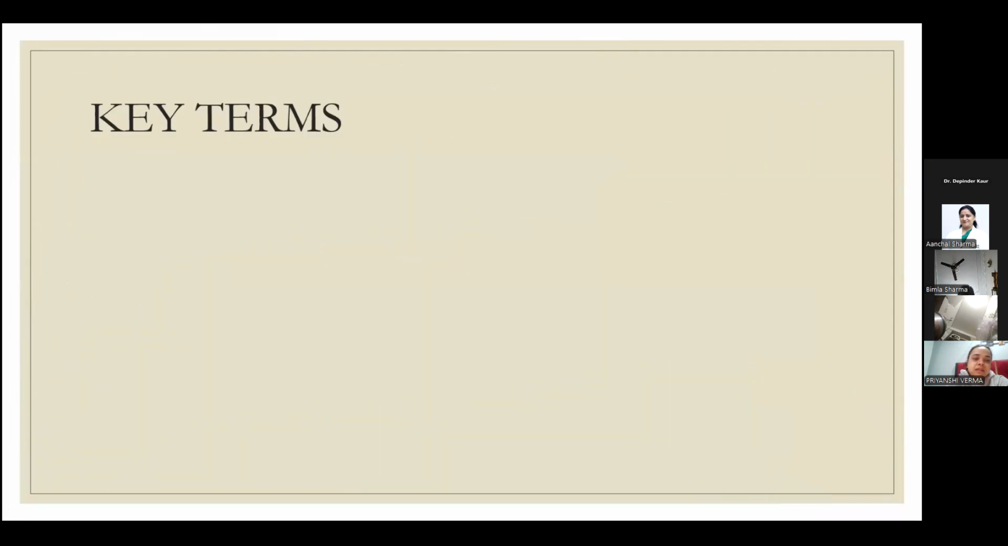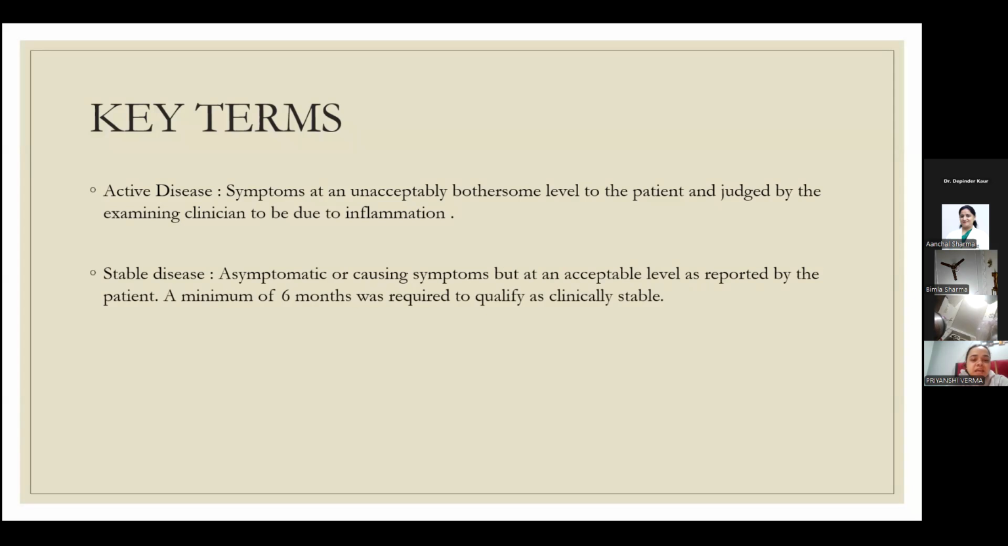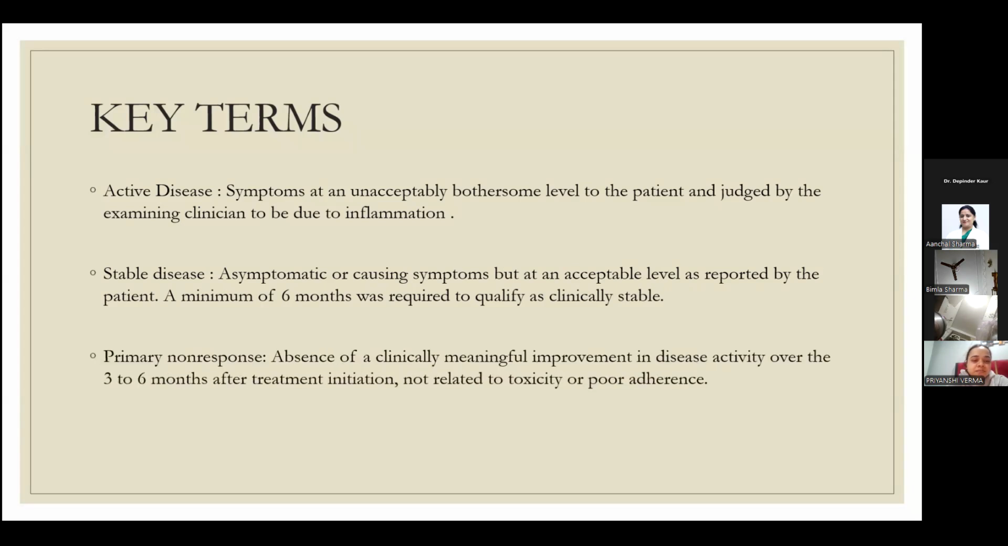Key terms used in these recommendations: active disease refers to symptoms at an unacceptably bothersome level to the patient and judged by the examining clinician to be due to inflammation. Stable disease is asymptomatic or causing symptoms but at an acceptable level as reported by the patient. A minimum of 6 months was required to qualify as clinically stable.